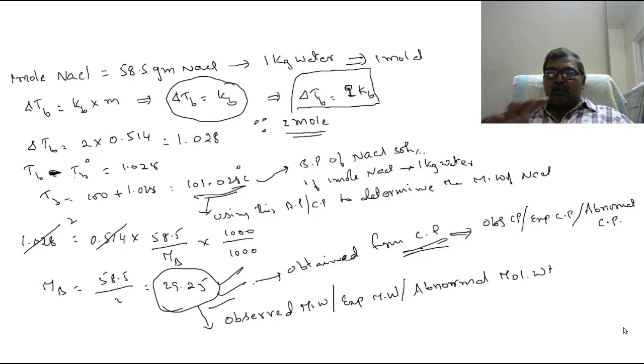So, if solute dissociates, particles in the solution increase. If particles in the solution increase, colligative property increases. Colligative property and molecular weight are inversely related. So, if colligative property increases, the molecular weight of the solute decreases, which means the molecular weight calculated from the experimental results will be less than the actual molecular weight.